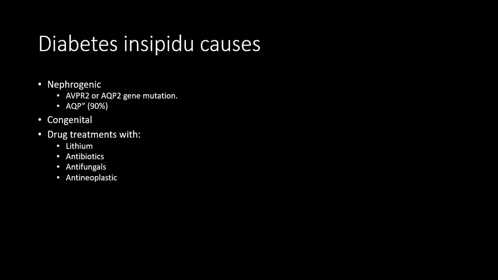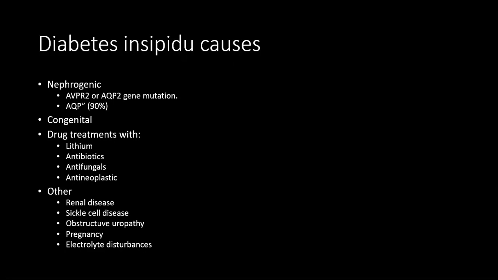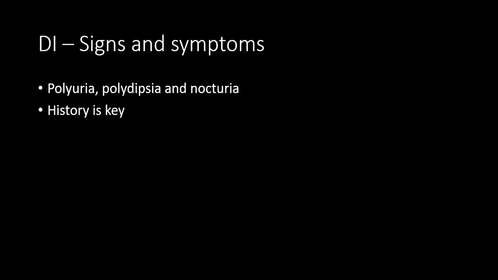It can be congenital, or it can be due to drugs, for example, lithium, antibiotics, some antifungals, and some antineoplastics. Other causes can be renal disease, sickle cell disease, obstructive uropathy, pregnancy, and other electrolyte disturbances. As for signs and symptoms, they will come in with polyuria, polydipsia, and nocturia, and having a good history is key to figure out exactly what is going on. Do they have any other symptoms that could point to any of the things on the list? Are they taking any medications that could be on the list of causes?